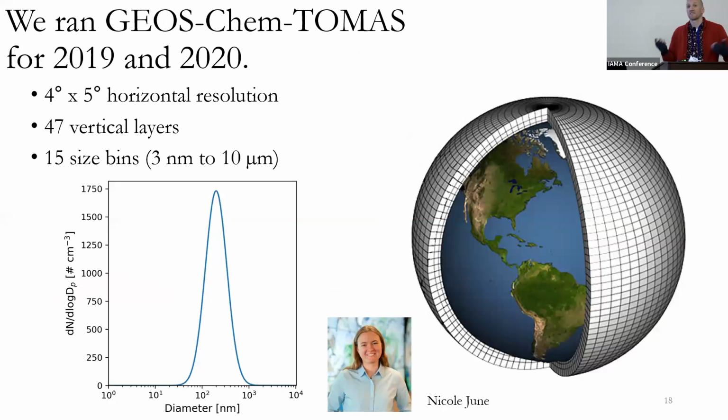We wanted to test how big these different effects are. So Nicole ran the GEOS-Chem TOMAS model. So this is GEOS-Chem with online aerosol microphysics. So we have size sections, coagulation, condensation, and so on. We ran it relatively coarse for the globe just because it's expensive to run with full chemistry and with full aerosol microphysics, but it still gives us an idea of the global effects of some of these things.